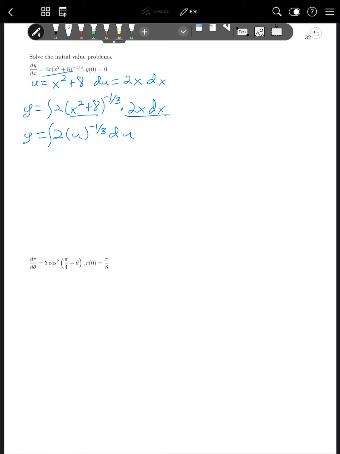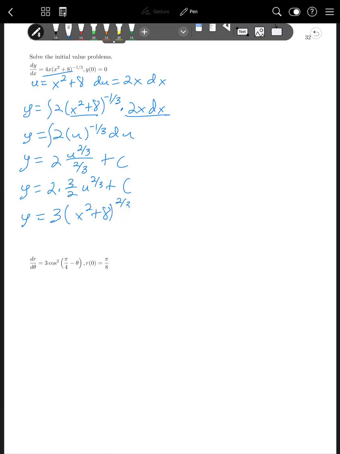And now we can do the antiderivative. So y equals 2 times, we add 1 to the exponent. So negative 1/3 plus 1 is u to the 2/3 over 2/3 plus c. So this is y equals 2 times 3/2 times u to the 2/3 plus c. So this is y equals 3 times x squared plus 8 to the 2/3 plus c.